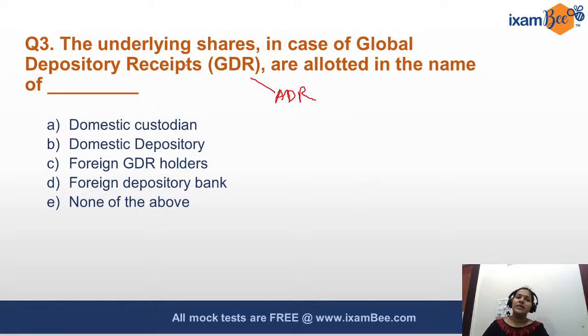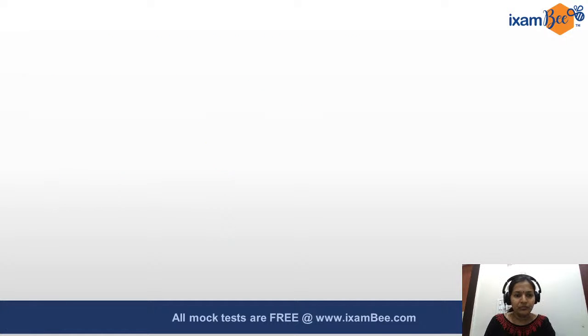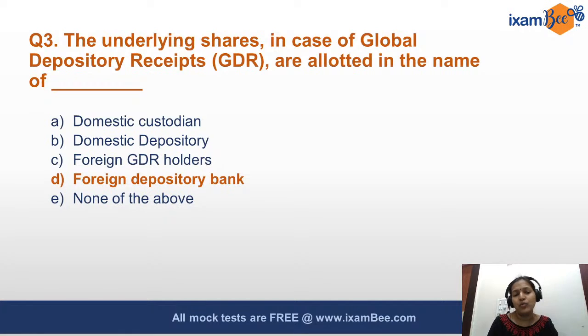But in case of the underlying shares in case of GDRs, they are allotted in the name of which of the following? Is it the domestic custodian, the domestic depository, the foreign GDR holders, that is the investors, or the foreign depository bank, or none of the above? Abhinav says B. The answer here is the foreign depository bank.